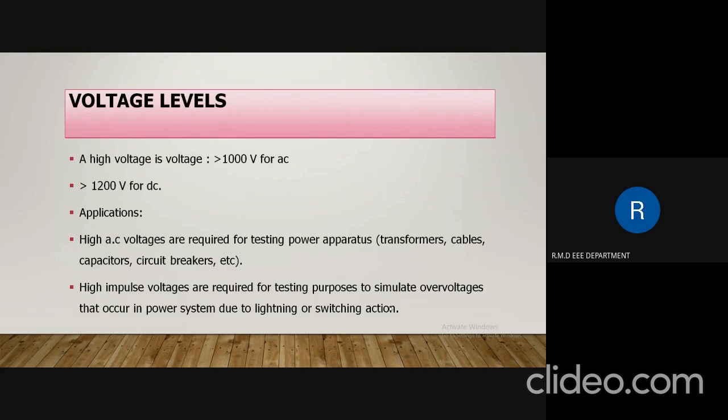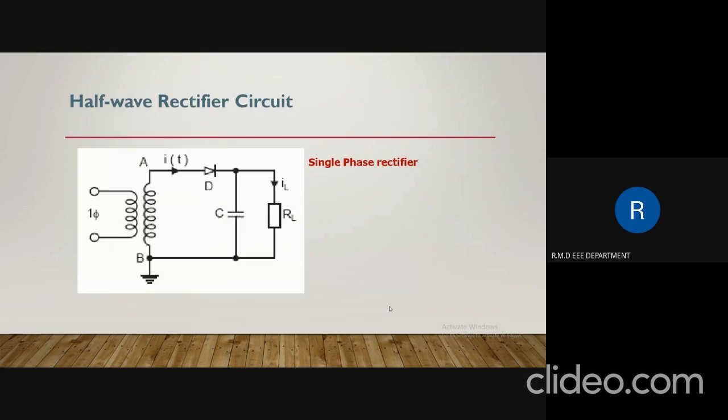The circuits used to generate high DC voltage are half-wave and full-wave rectifier circuits, voltage doubler circuits, voltage multiplier circuits, and Van de Graaff generators. In this video, we will see the half-wave rectifier circuit. The diagram represents the single-phase half-wave rectifier circuit.